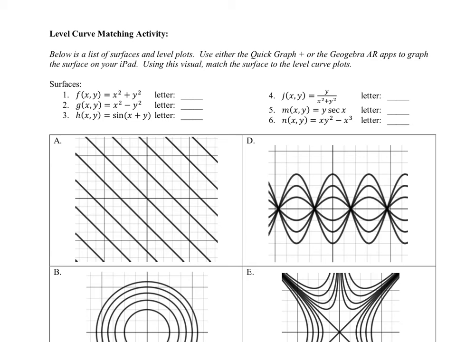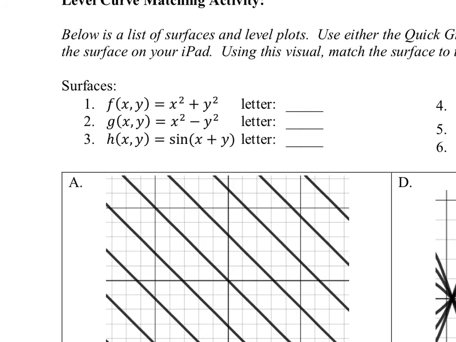Just start to plug in some items for k and take a look at some of the level curves that exist. Another thing that I would suggest trying, because we don't have the Quick Graph Plus app or the GeoGebra AR apps on the iPad right now, is that on a computer you can go into Safari and type into Google, for example, don't use f of x, y, type in z equals x squared plus y squared, use z, and oftentimes Google will actually graph for you a three-dimensional object, and it's a pretty decent graph.